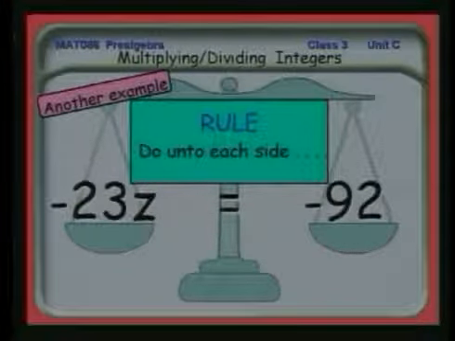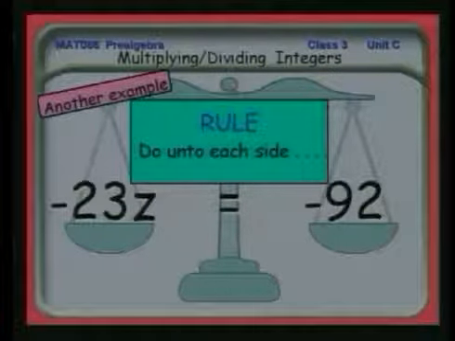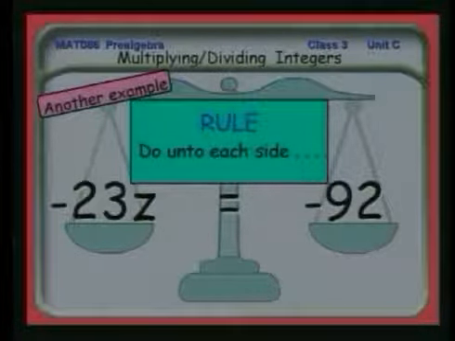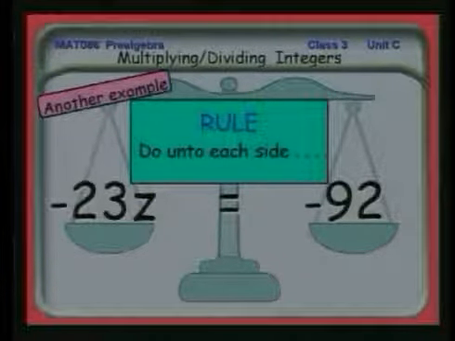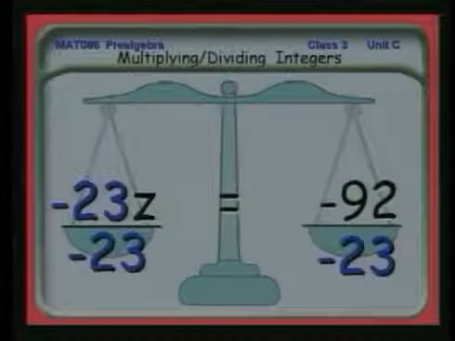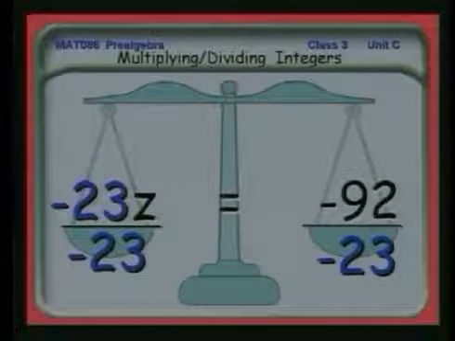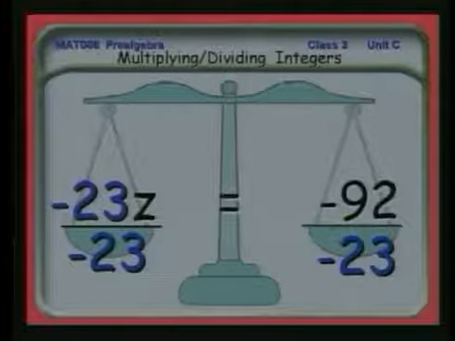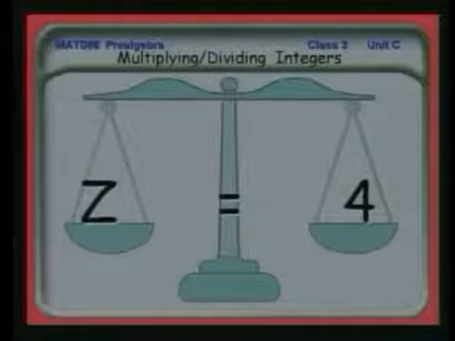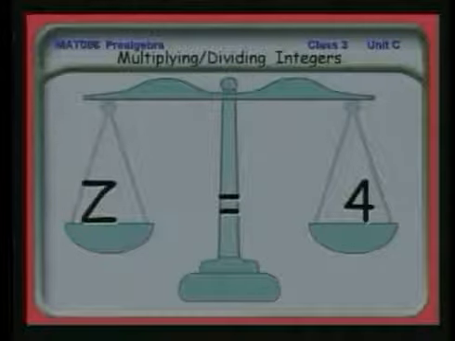Minus 23z is equal to minus 92. To solve for z, I need to get that by itself. I see it's multiplied by minus 23. To get z by itself, I need to divide both sides by minus 23. When I do this, minus 92 divided by minus 23, negative divided by negative, gives me a positive result, and my answer to this equation is z is equal to 4.